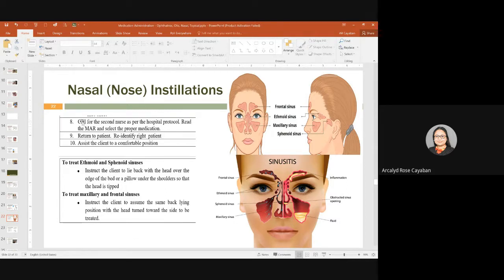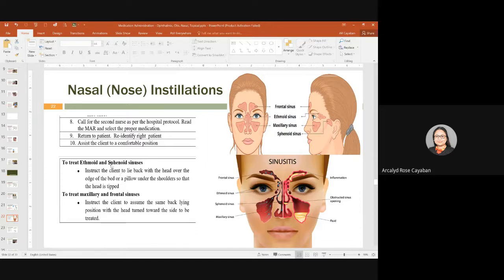How to prepare the medication? By calling the second nurse again and checking for the first two checkings. First, getting from the storage or the medication shelf, and number 2, before going to the patient. Now, we have to return to the patient, number 9, and re-identify the right patient using 3Vs again, and assist the client to a comfortable position. What do we mean by comfortable positions? There are 2 possible positions, okay, for this patient.